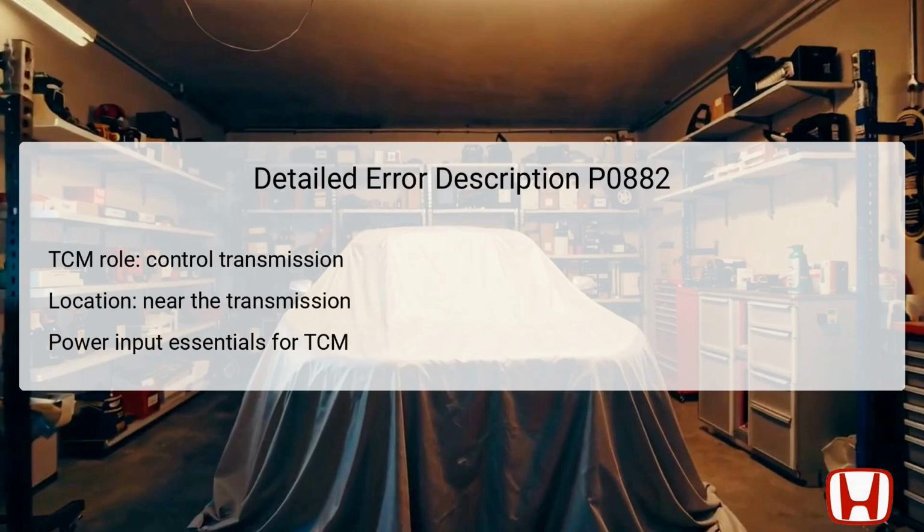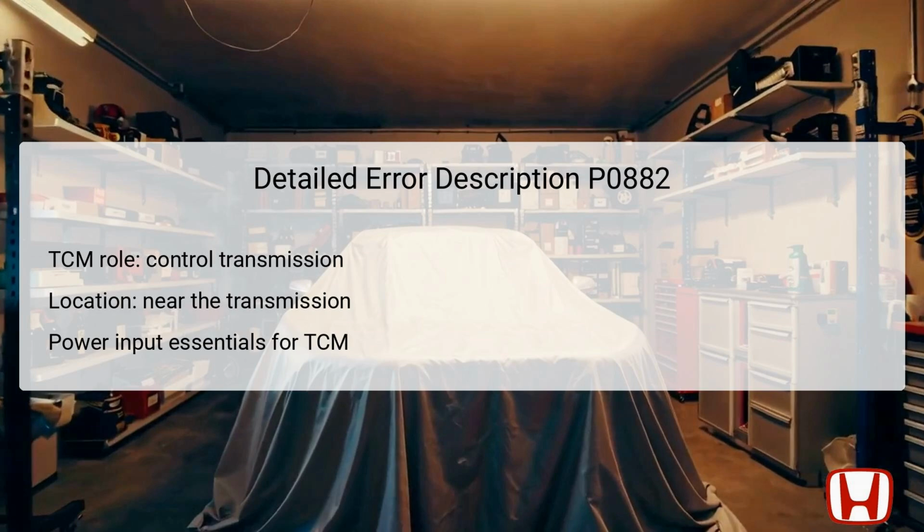The DTC P0882 signifies that the transmission control module, TCM, is not receiving sufficient power input, which is crucial for its operational integrity. The TCM is responsible for controlling the automatic transmission's shifting process by processing data from various sensors. It is typically situated close to the transmission assembly in modern Honda Accord models, making it accessible for electrical diagnostics. The power input signal is essential because it enables the TCM to communicate with the vehicle's onboard computer systems smoothly.